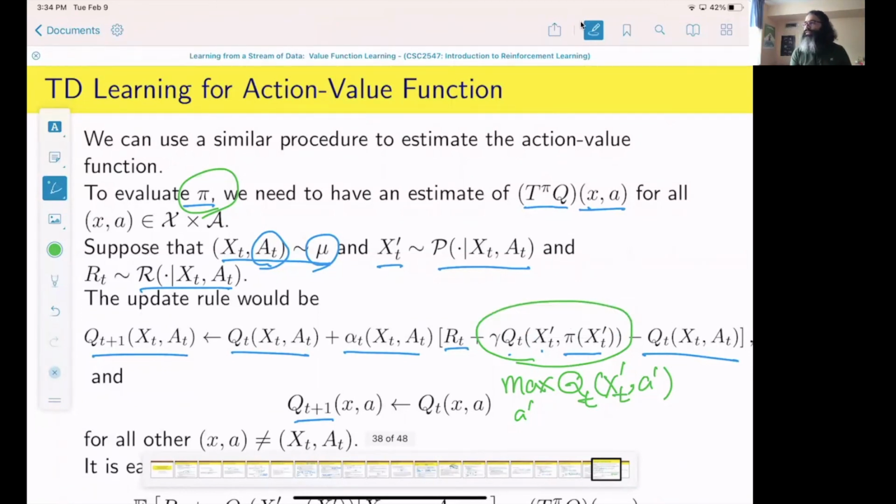Let's see. One answer is the greedy policy, the other answer is pi star. Pi star was the optimal policy, which is not true. But the other answer, the greedy policy, is correct.